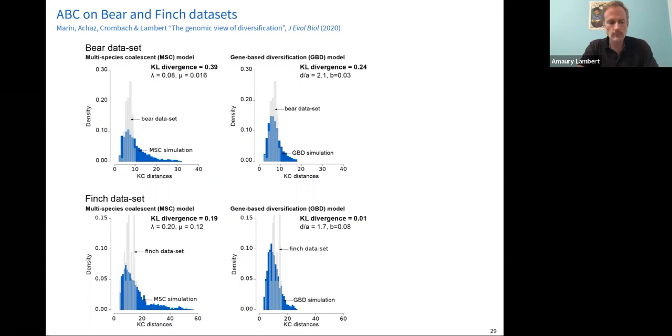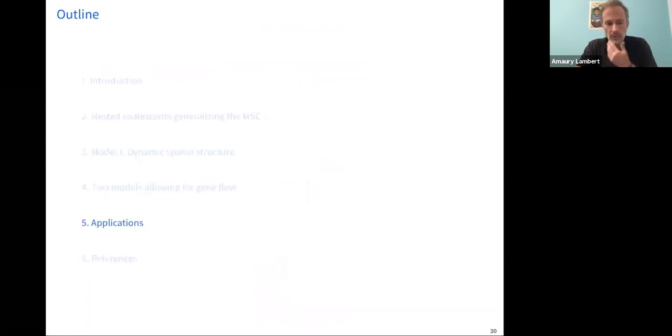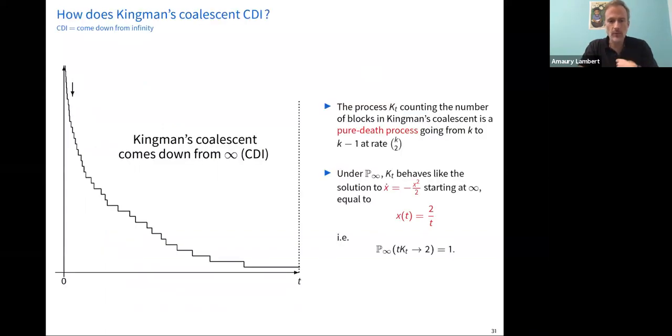And now I have 5 minutes to tell you a little bit more about the coming down from infinity of nested coalescence, coming back to a question of yours, Ivan, during the first lecture about whether there was a shape theorem for the descent from infinity of the Kingman coalescent.